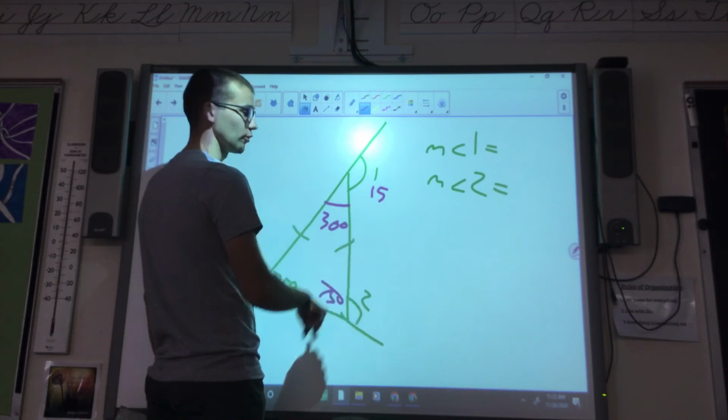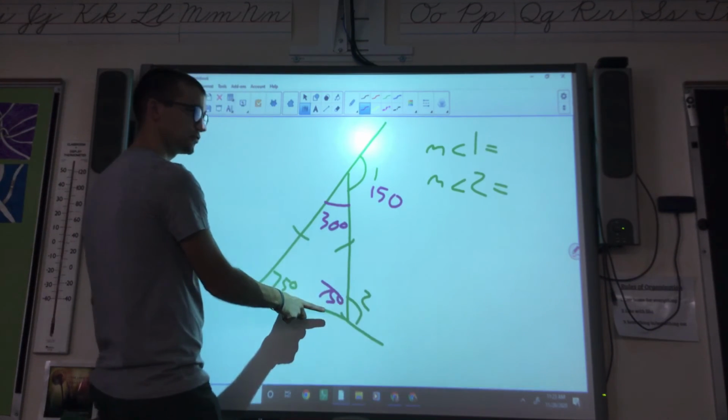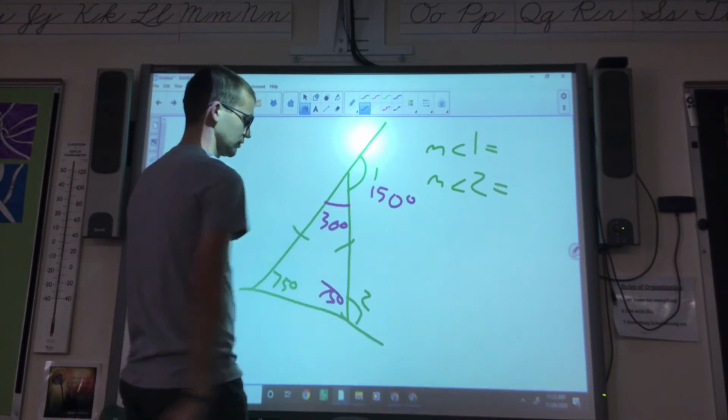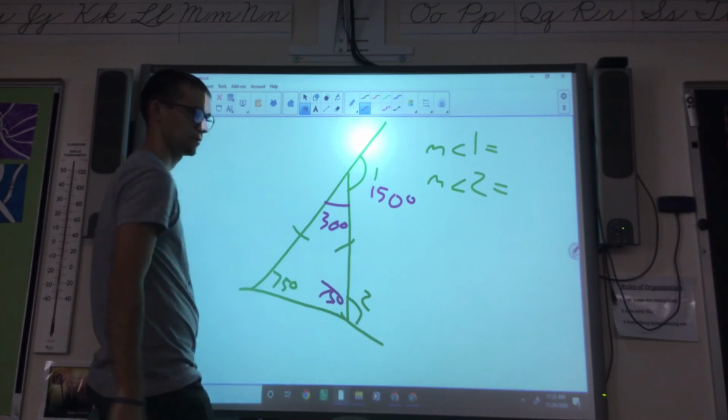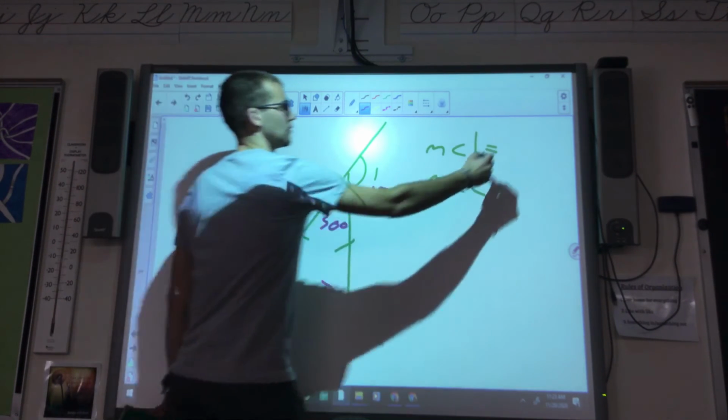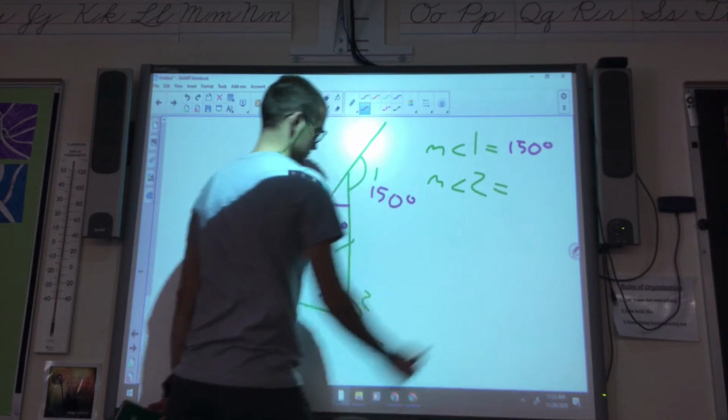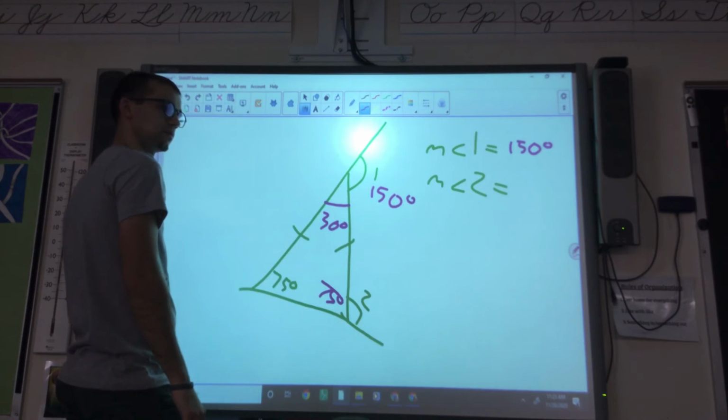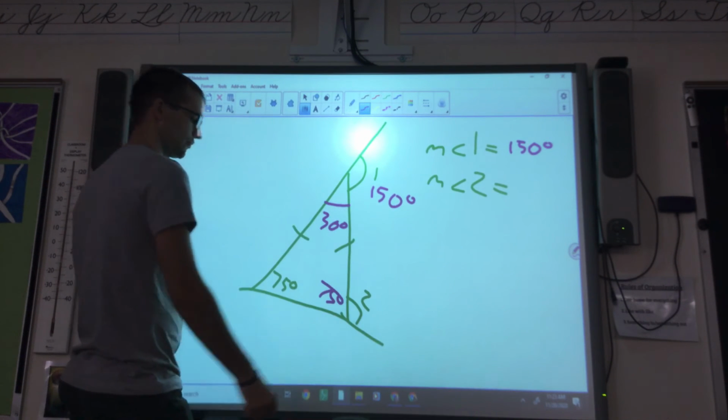Remember, these two angles are gonna make what that is. 150, which makes that 25, no, 105. 105, yeah.